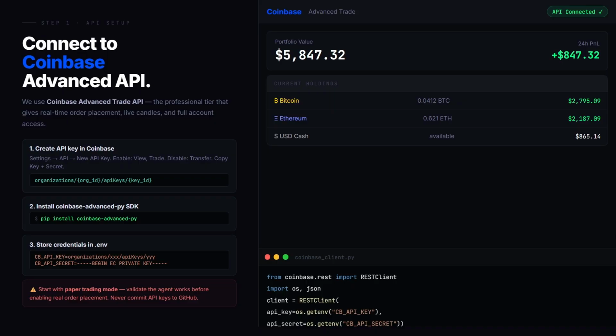Then install the official Python SDK. Pip install coinbase-advanced-py. Store your credentials in a .env file. Never hardcode them, never commit them to GitHub. And before anything else, enable paper trading mode. Validate the entire agent works correctly before a single real dollar is at risk.